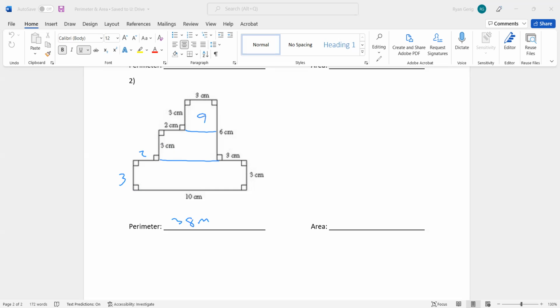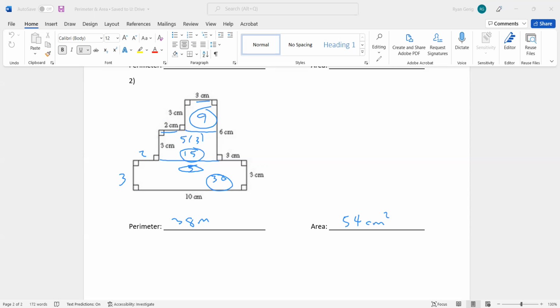The middle box is not as easy because I need to know that this right here is the combination of 2 and 3, so that's 5. So 5 times 3 gives me 15. And the bottom one, 3 times 10, that one should be pretty easy, that's 30. Add those 3 areas up. So 9 and 15 is 24. 24 and 30 is 54 centimeters squared.